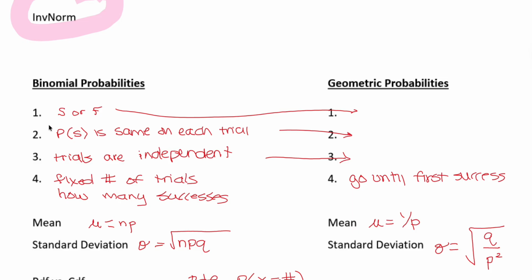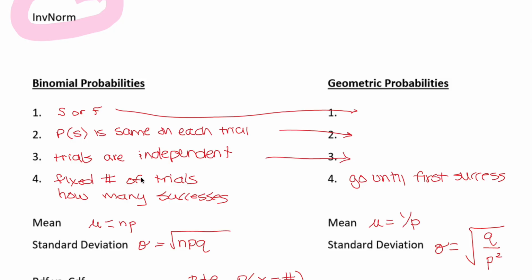And what are some prerequisites for binomial probabilities? First of all, each trial is either a success or a failure. There's not a third option. It's the same thing for geometric probabilities. For the second rule, the probability of success is the same in each trial. Same thing applies for geometric. Trials are independent. Same thing for geometric. And the fourth condition is different. For binomial, it's a fixed number of trials.